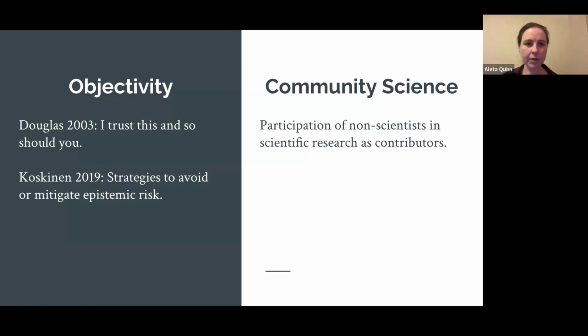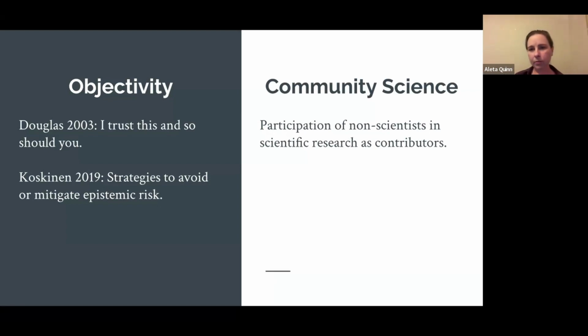This is to distinguish what I'm speaking about today from any claim about whether there's an external world that really exists. That's not the sense that I'm speaking about today. Or as Koskinen has put it recently, we can analyze objectivity in terms of strategies to avoid or mitigate epistemic risk. Basically just strategies to try to avoid being wrong about knowledge claims.